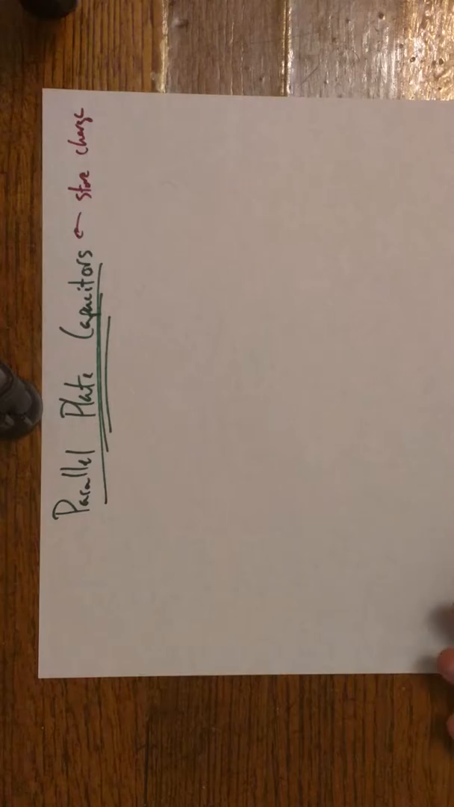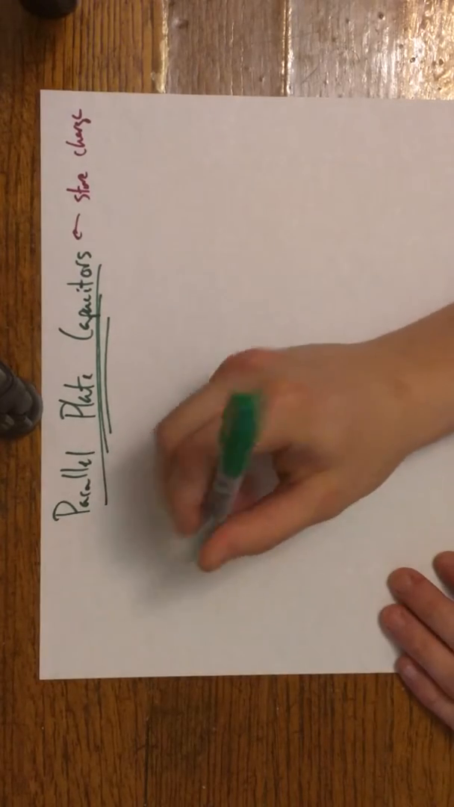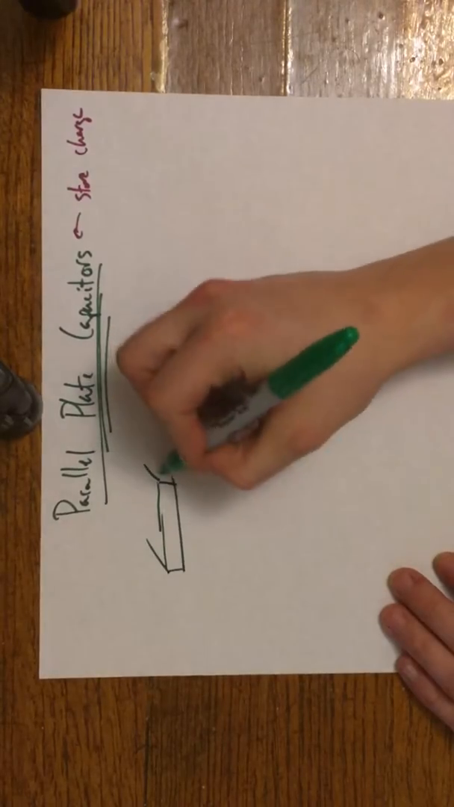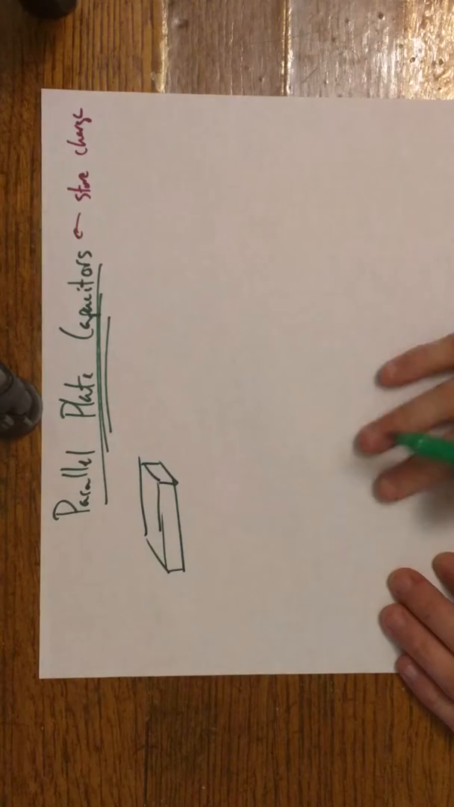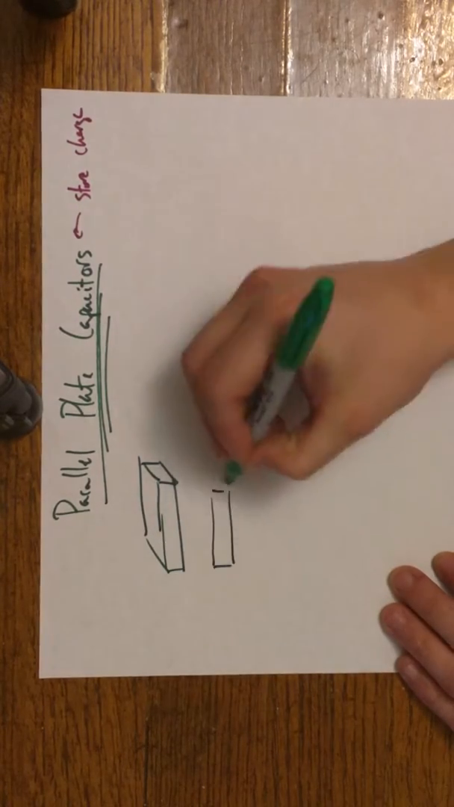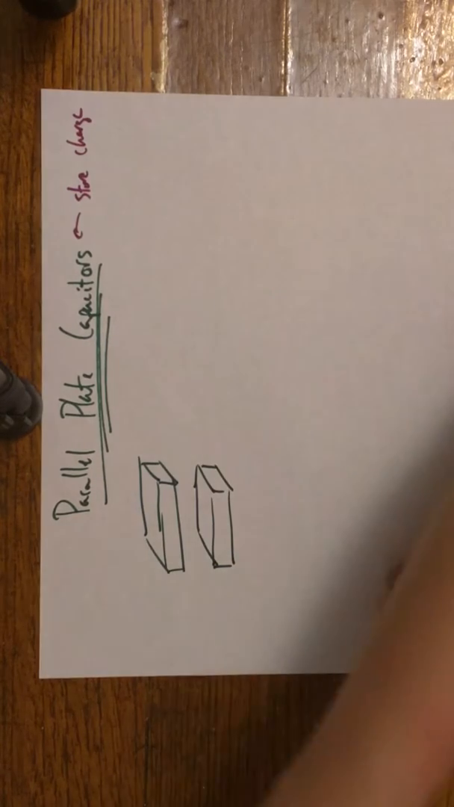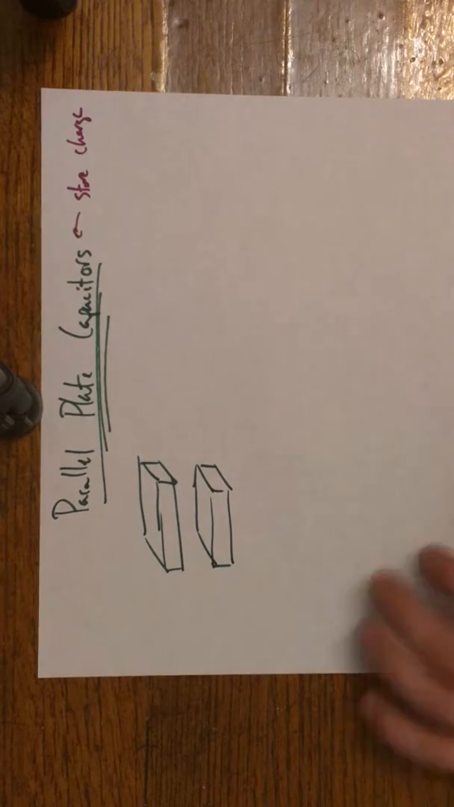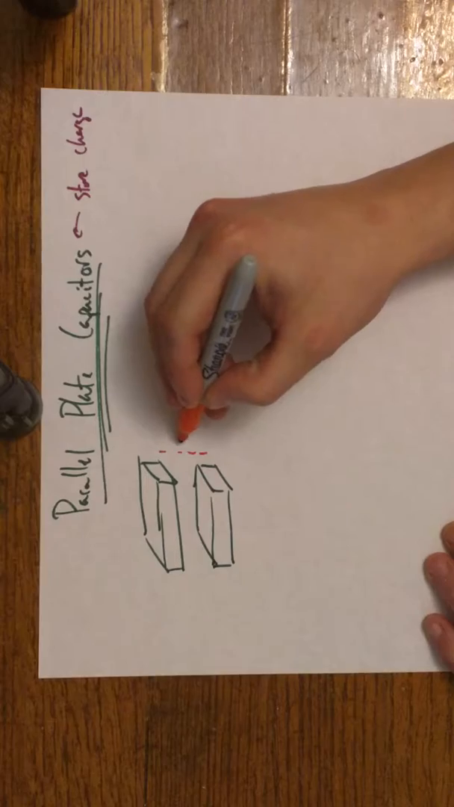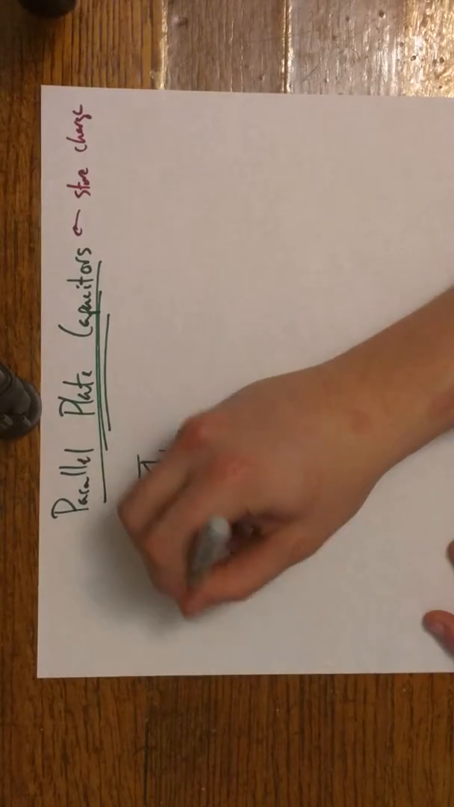So let's look at the most basic parallel plate capacitor and see what's going on. We have two metal plates here, a plate on the top and a plate here on the bottom. These plates are separated by some distance, I'll call it delta X, and let's hook these up to a battery.